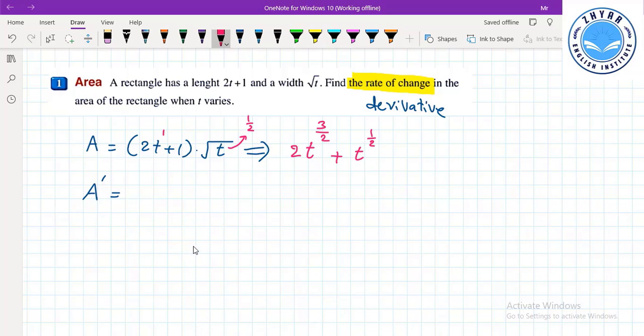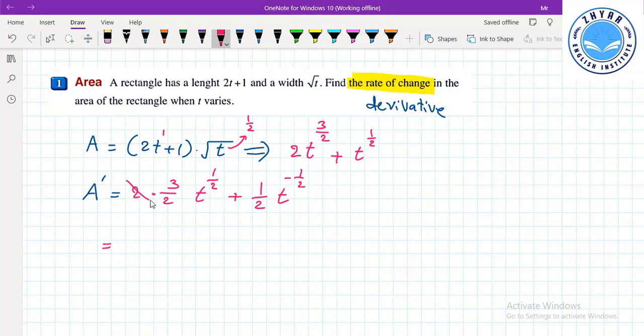Now let's find derivative. This is not the only way. We can also use the product rule. First times derivative second plus second times derivative first. Both ways work. Here, since I did this simplifying, let's do the derivative. Power goes down, power minus 1. So the 2 stays the same. 2 times 3 over 2 t power 3 over 2 minus 1 is 1 over 2. Plus 1 over 2 t to the negative 1 over 2.